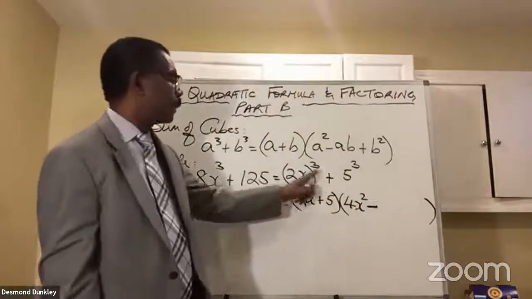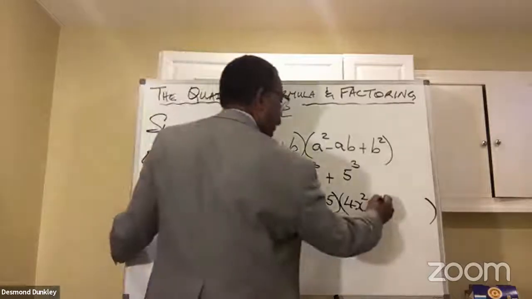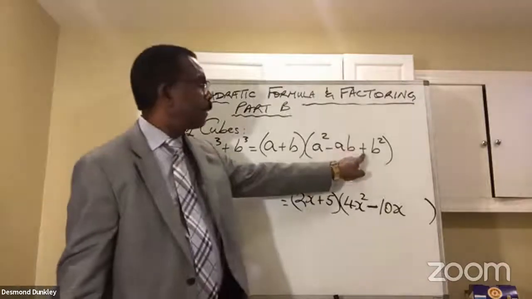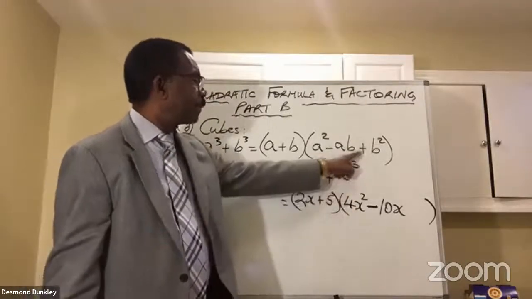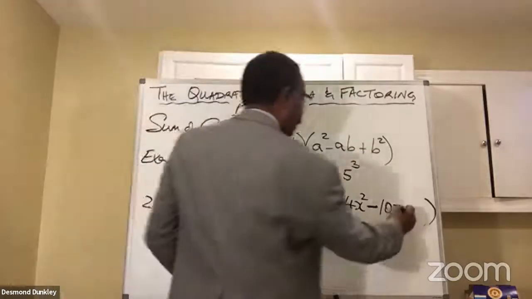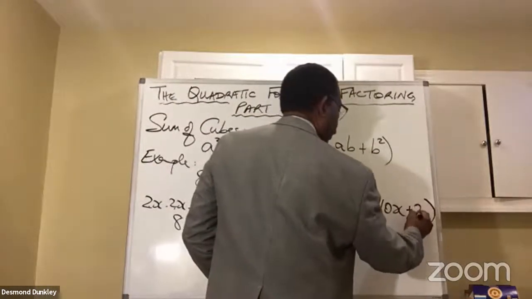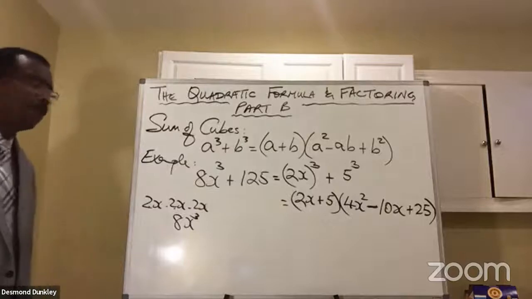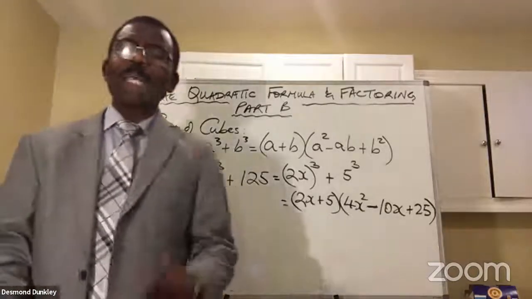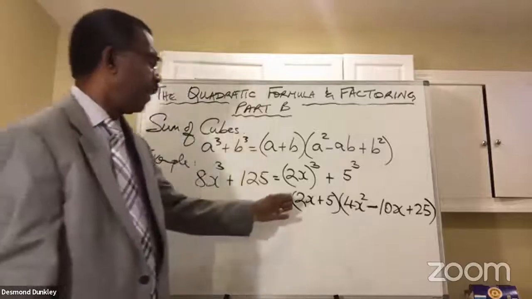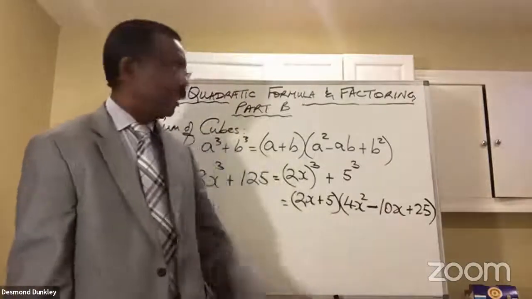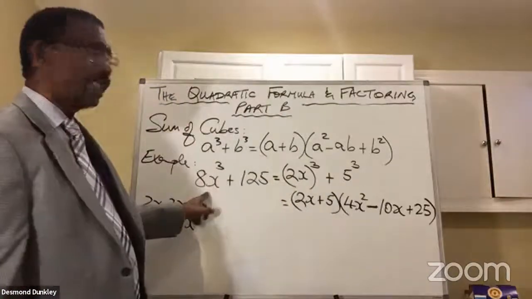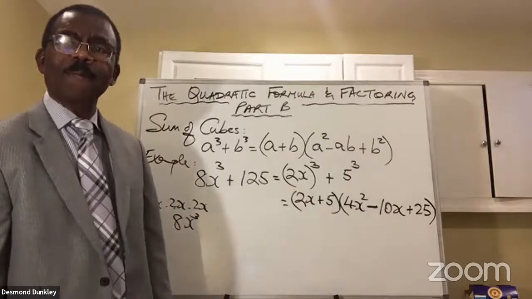And what is 2x times 5? Gives me 10x. And according to this, the last thing is plus b squared. B is 5. So plus 5 squared gives me plus 25. So if what I have done is correct, if I expand this, after all of that is finished, it should simplify to just 8x cubed plus 125.